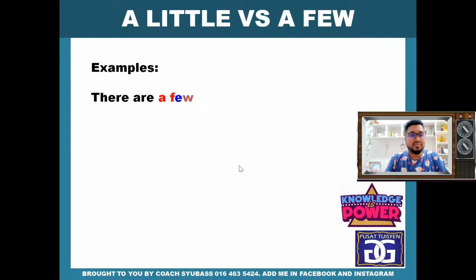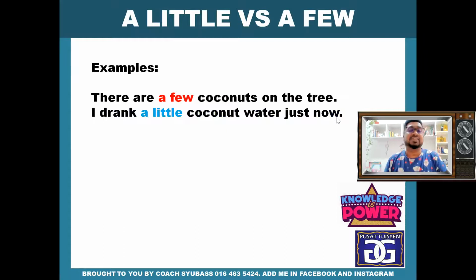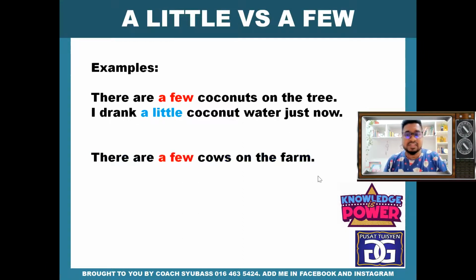Examples. It's always good to learn from examples. There are a few coconuts on the tree. A few coconuts. Kelapa boleh kira, saya guna a few. I drank a little coconut water just now. Coconut water is something that you cannot count because it's water, kan? So saya guna a little. A little due to water, a few coconuts. Ada S.